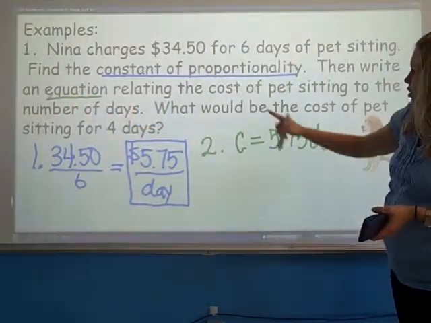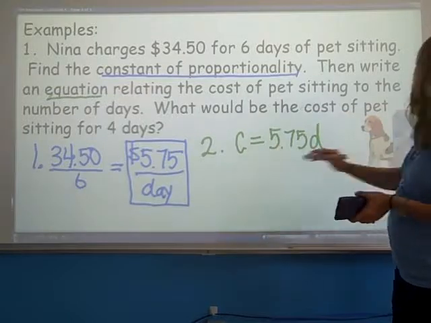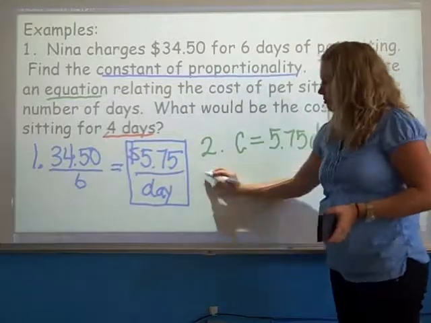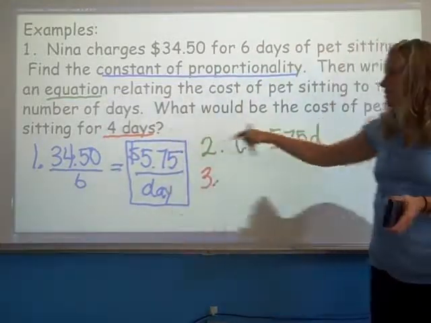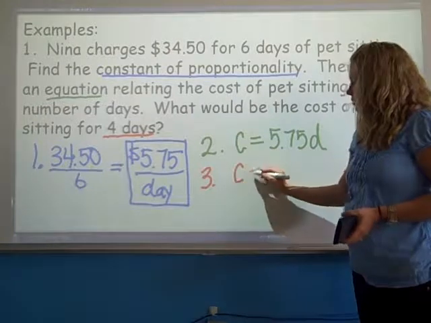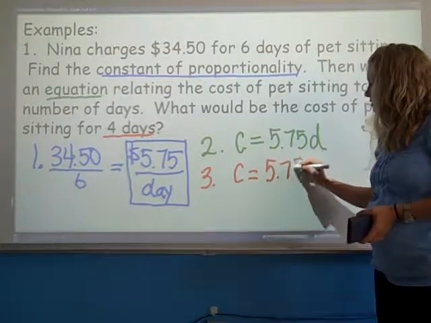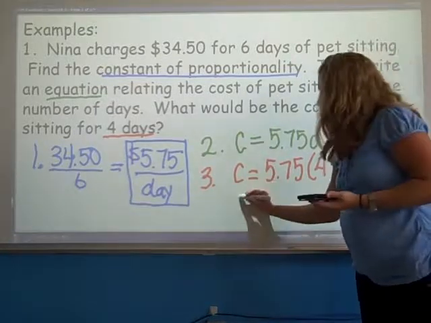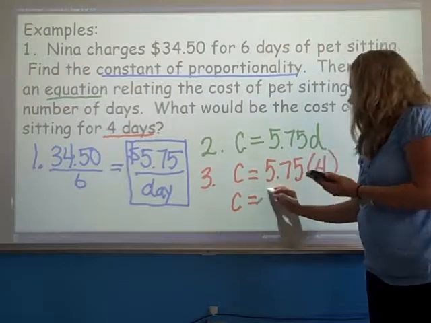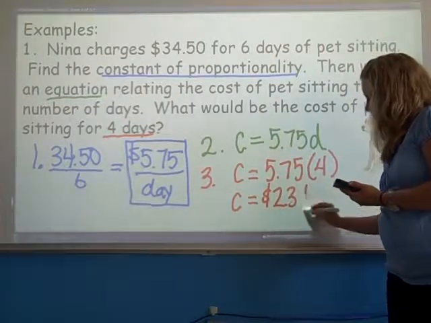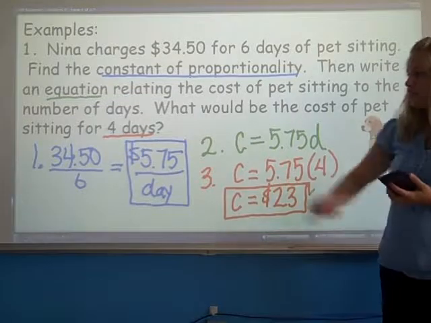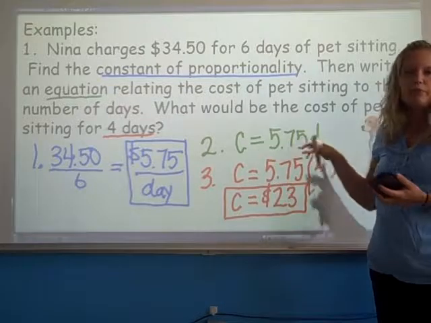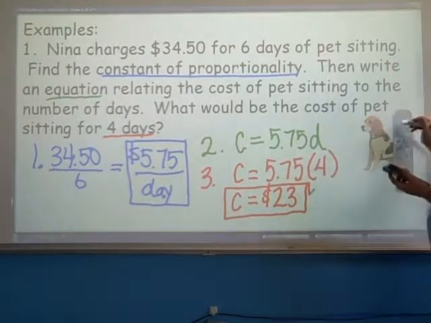Okay, third question. What would be the cost of pet sitting for 4 days? So now we're going to use our equation, and I'm going to plug 4 days in for D. So the cost will equal $5.75 times 4. Type that into my calculator, and I get that the cost will be $23. And that's it. So first I found my constant of proportionality, then I wrote my equation with variables that relate to the problem, and then I found my answer.